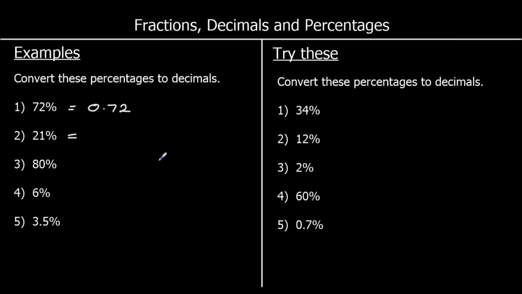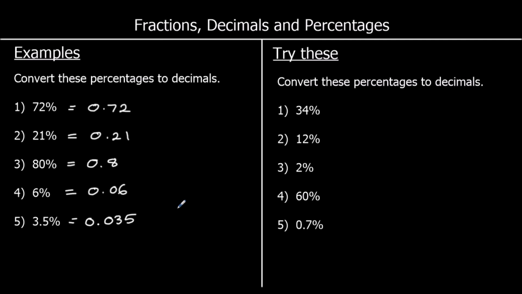21%, so 21 divided by 100 is 0.21. 80 divided by 100, divide by 10 once is 8, divide by 10 twice is 0.8. 6 divided by 100, so 0.6, and then 0.06. And 3.5 divided by 100, so divide by 10 twice, we've got 0.35, and then 0.035.